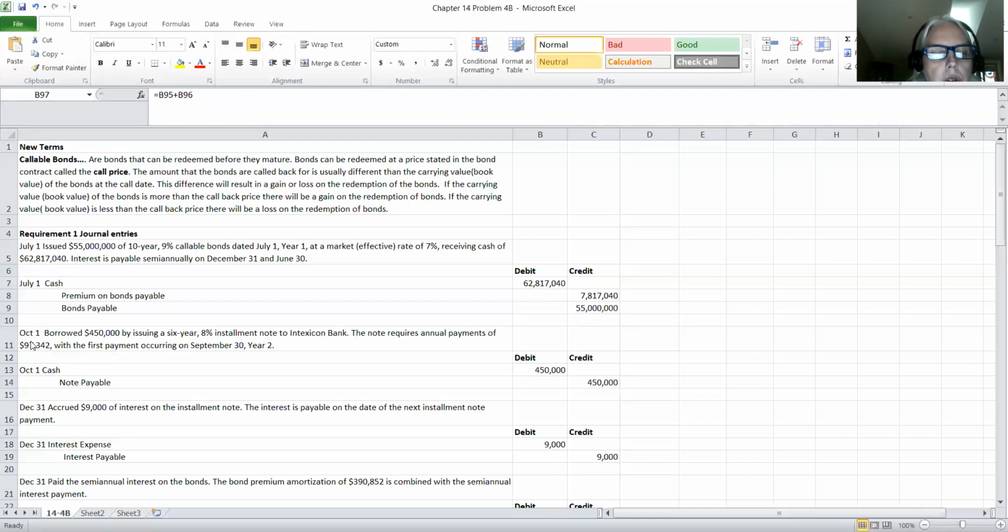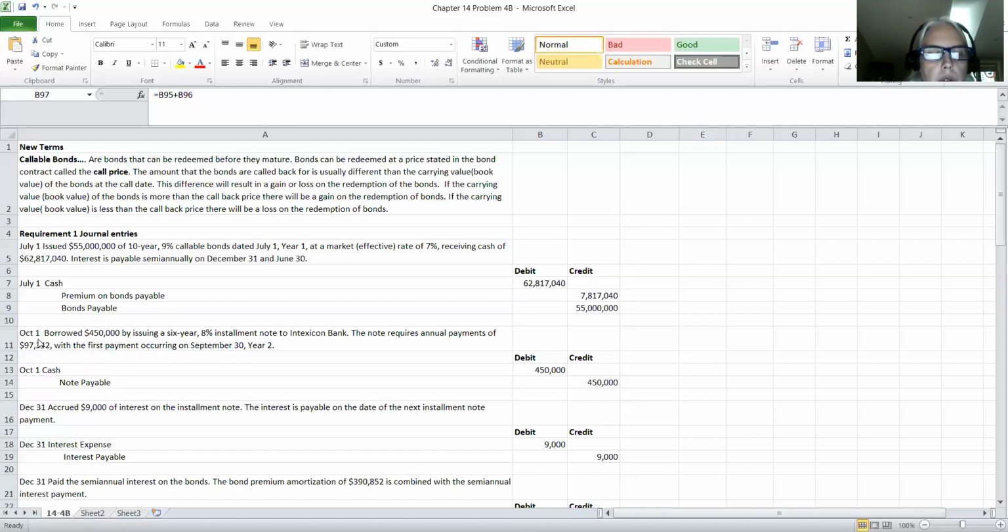On October 1st, we borrowed $450,000 by issuing a 6-year installment note to Intexicon Bank. The installment note carried 8% interest. So we're borrowing $450,000 at an interest rate of 8%. The note is considered to be an installment note, so it's going to require annual payments of $97,342, and that first payment is actually going to occur on September 30th of year 2.